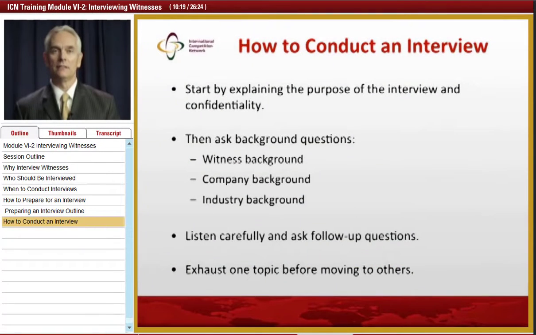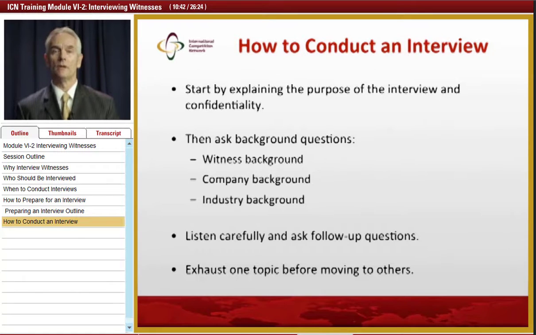After you've done that, then ask background questions. Ask about the witness's background, ask about the company background, and ask about the industry background. Sometimes you'll find that even though you've set up this interview in advance, you may not really be talking to the right person at the company for the information that you want to get. By asking them witness background questions, you'll have a better understanding of who you're talking to and what they're likely to know.